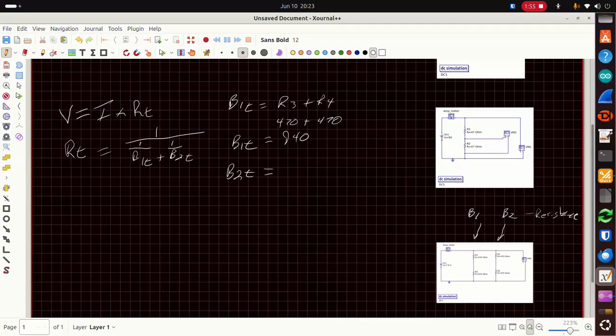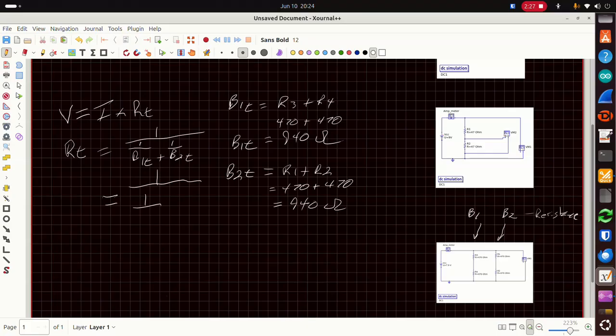And if you look at branch 2 total, that equals the same thing, R1 plus R2 equals 470 plus 470 equals 940 ohms. All right, so now we have the branch 1 total and branch 2 total.